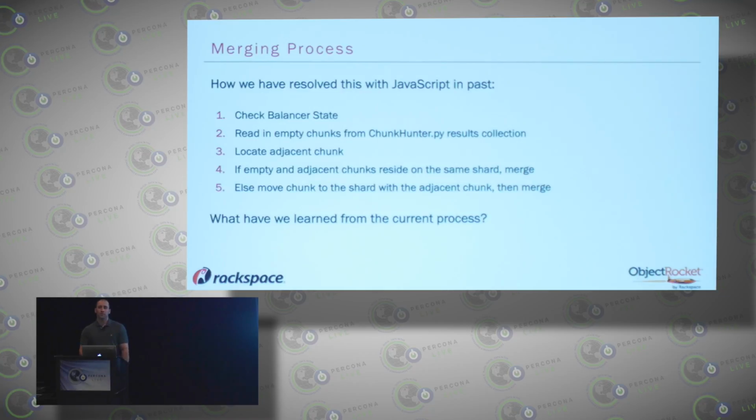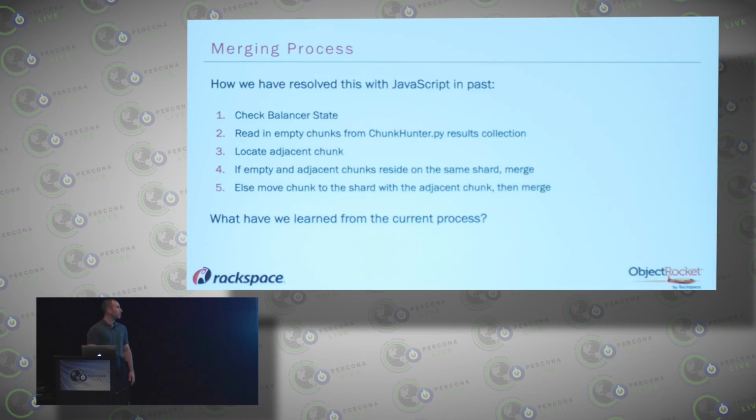Merge chunk requires that the empty chunk be merged with the adjacent chunk. Therefore, they have to live on the same shard. If the empty chunk and the adjacent chunk reside in the same shard, you can merge them in one operation. Else, you're going to have to move the empty chunk to the shard that's holding the adjacent chunk and then merge. The reason you want to move the empty chunk is because it's a lot less work to move no documents than it is to move the chunk that's holding data.